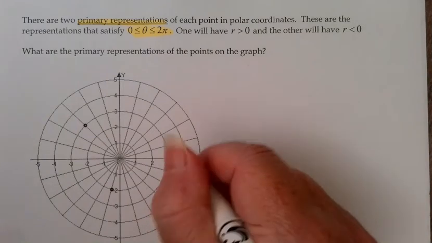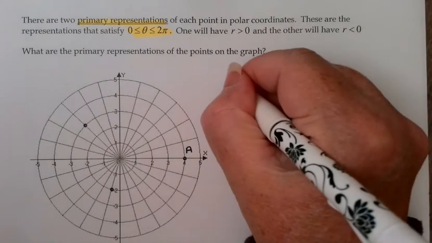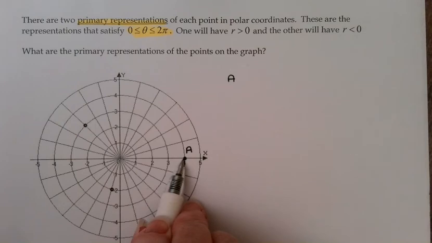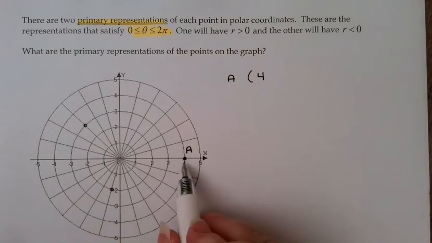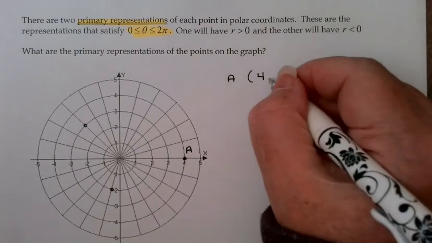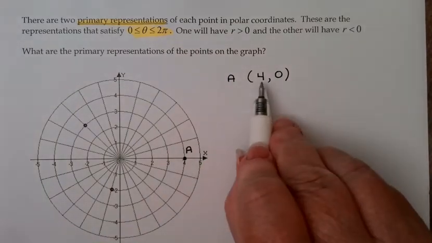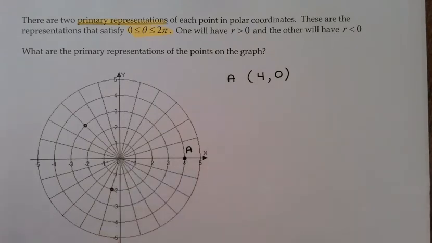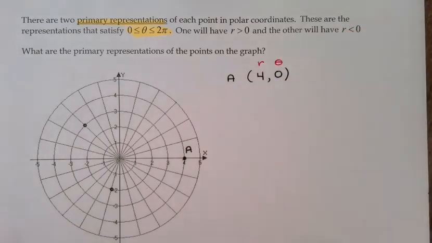Let me start with this one right here. I'm going to call it A. The point A is 4 units from the pole, so r would be 4, and it's right on the polar axis. So one option would be to just let theta be 0. Now remember, this looks like it could be rectangular coordinates, right? 4, 0 also works in rectangular, but I'm thinking of this as polar. I'm thinking of this as an r value and a theta value.